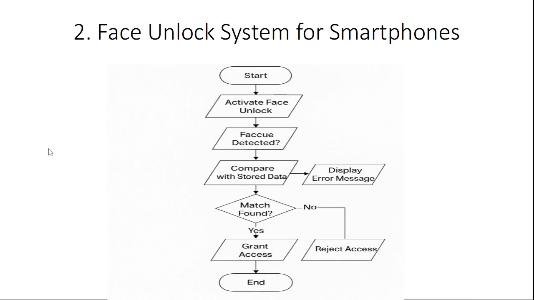As simple as that. Let's take a look at another real life example, which is the face unlock system for a smartphone. If you are a user and you apply face unlock to unlock your phone, this is the flow chart. The first one is the start. We use the oval shape to start the flow chart. The second one is to activate face unlock.